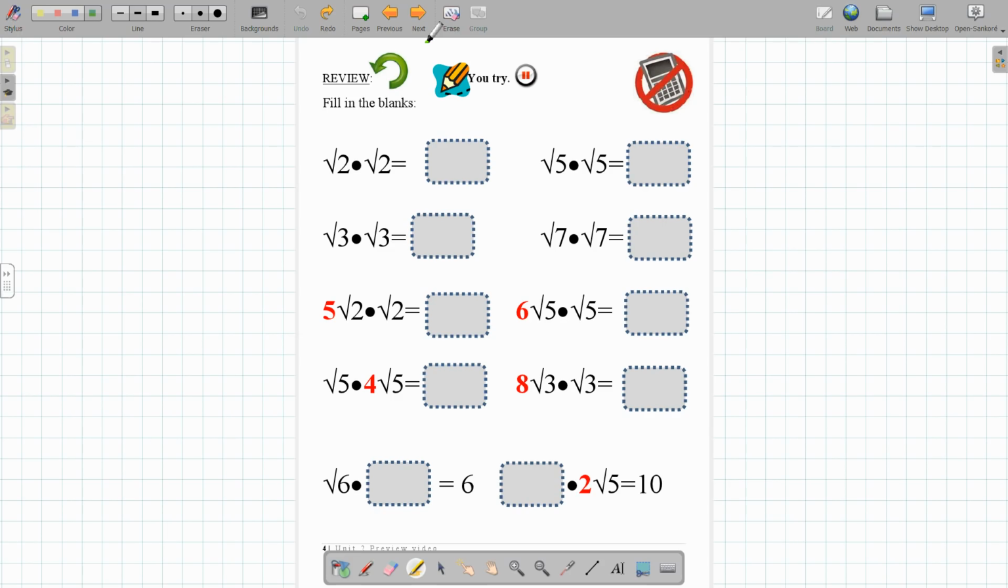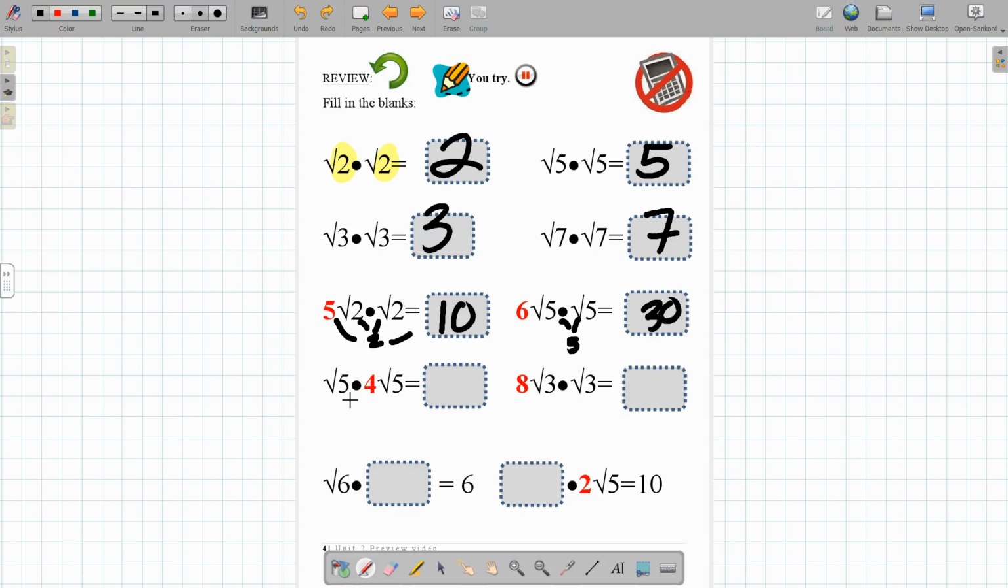Welcome back. The primary thing you should have noticed is any radical times itself is just the number on the inside. So root 2 times root 2 is 2. That means this is going to be 5, 3, 7. Here, root 2 times root 2 is 2. 5 times 2, that would be 10. That is 5, that makes that 30. That is 25, that makes that 100. 3, that's going to make that 24.